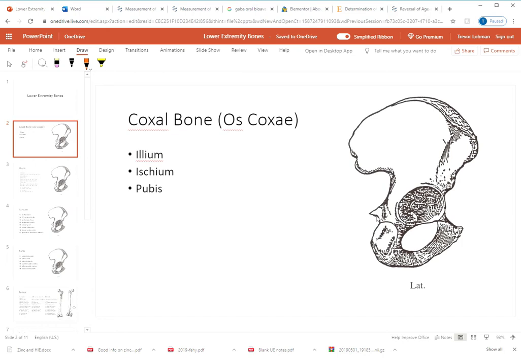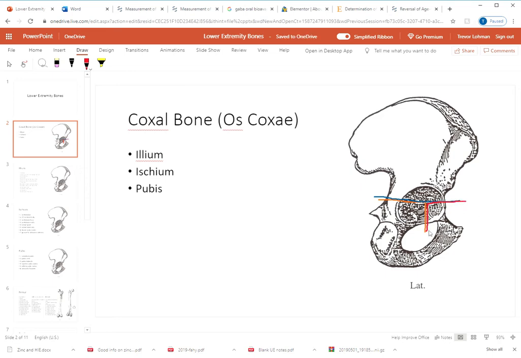So I'm going to draw a few lines here, and what I'm doing is I'm trying to draw the boundaries of these three bones, because this larger bone here, which is called the coxal bone or os coxae, or you may even see it called the pelvic girdle, is actually made up of three fused bones called the ilium, ischium, and pubis. So that's what I'm doing, I'm drawing out boundaries here to show where those three bones are.